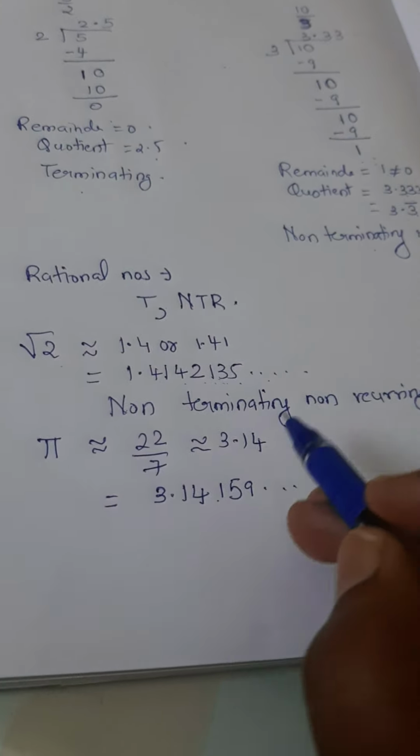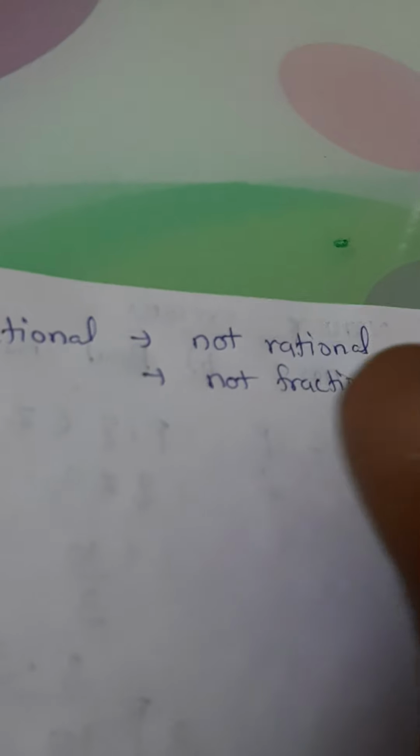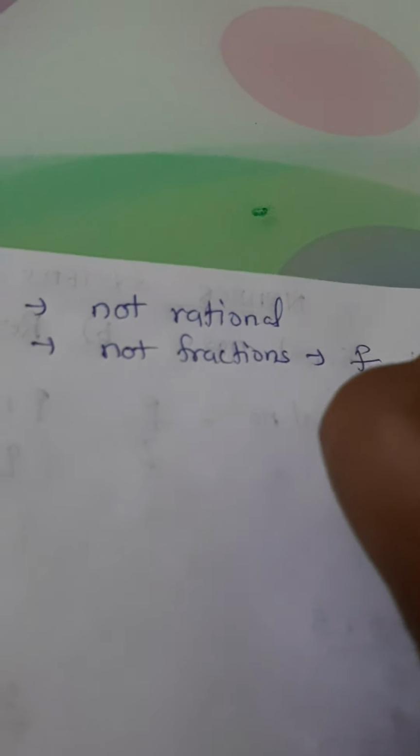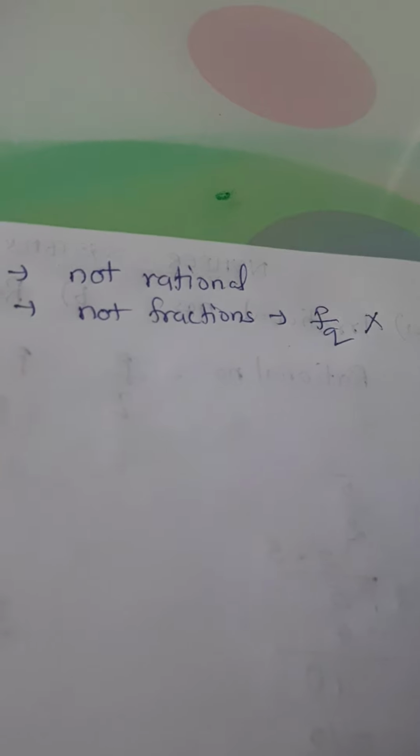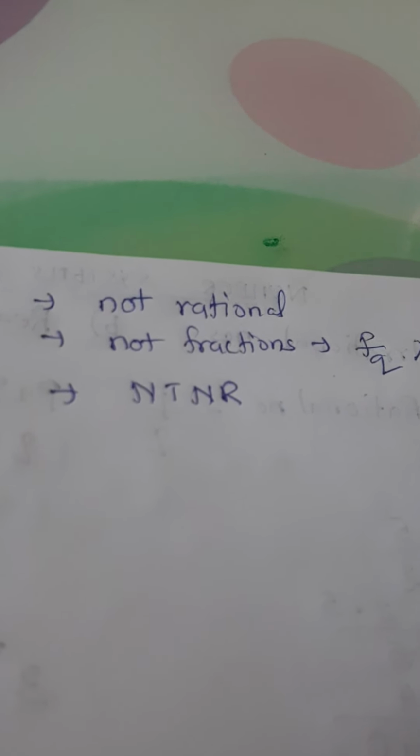So if you see, irrational numbers are all the numbers that are not rational. That is, they cannot be expressed as fractions. That is, they cannot be expressed in the form of P by Q, as well as all the non-terminating, non-recurring decimal values belong to the set of irrational numbers. So this is the basic definition of irrational numbers.